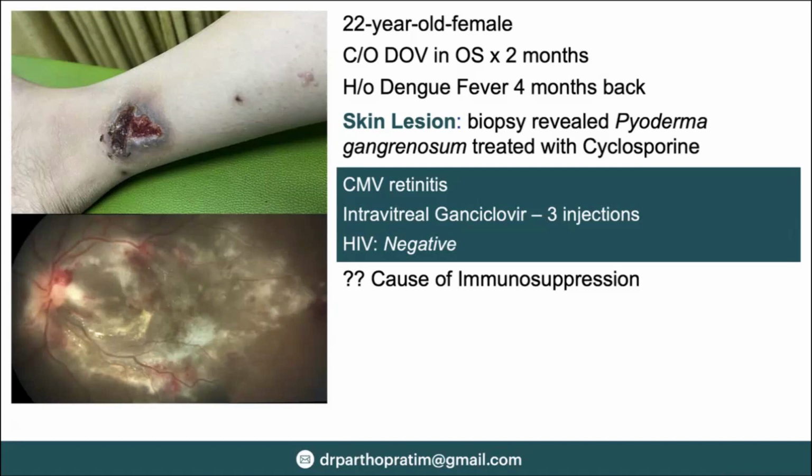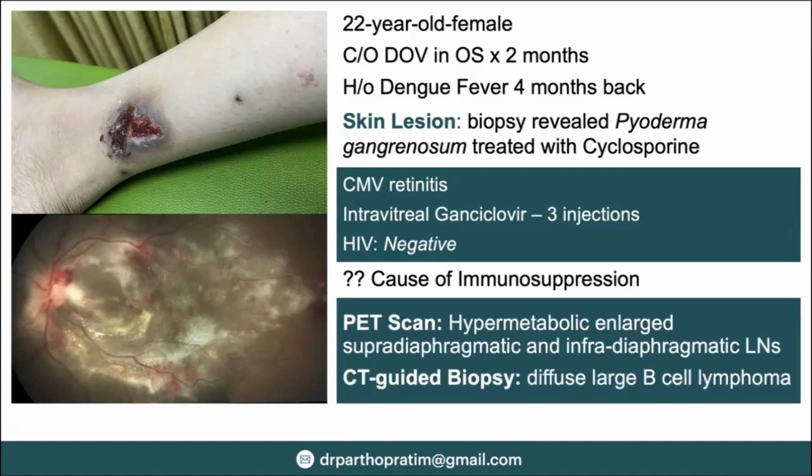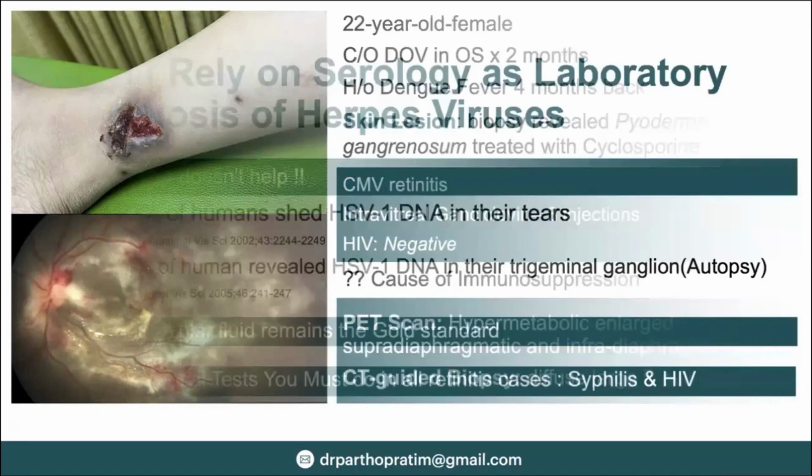So finally, we decided we'll just go for a PET scan, and that PET scan revealed hypermetabolic supradiaphragmatic lymph nodes, and a CT-guided biopsy with an oncologist revealed that it was a case of diffuse large B-cell lymphoma.